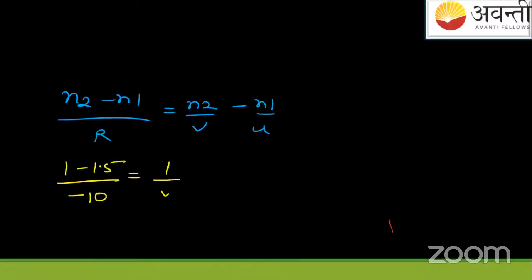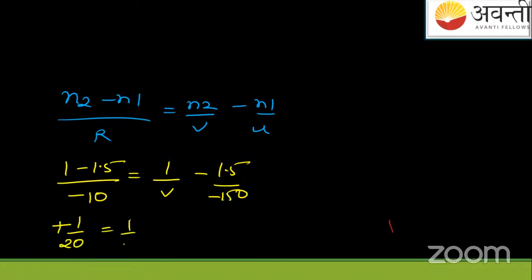N2 is 1. V minus, because on that side the reflection is occurring. Okay. 1.5 upon U. U is how much? Minus 150. Solve this question. This is 0.5, matlab 0.5 ka matlab kya hua? It is minus half plus 20.